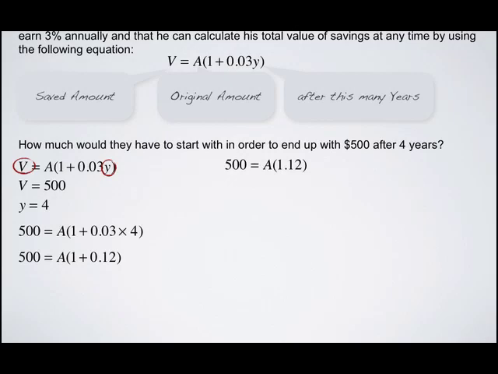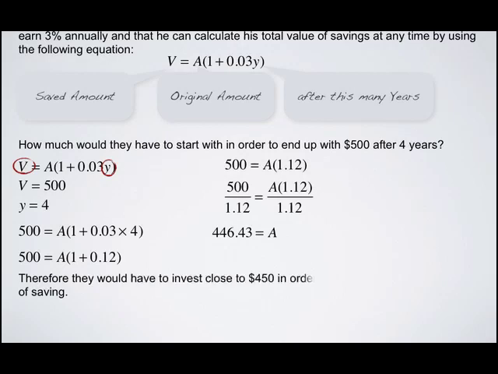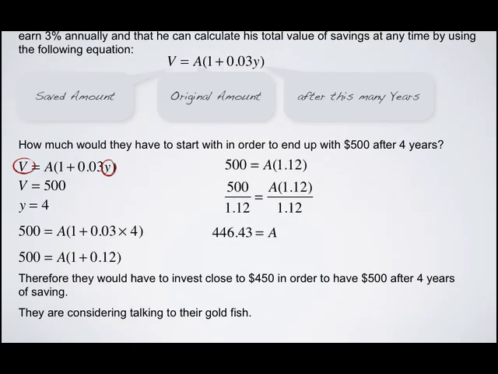Now we have an equation with one variable, and it has an attached value. We'll divide through by the attached value on both sides of the equation. When we do this, we'll be left with A on the right-hand side of the equation and 446.43 on the left-hand side. So we can now say they would have to invest close to $450 in order to have $500 after 4 years of savings. They're considering talking to their goldfish.